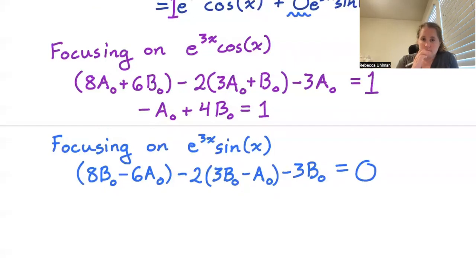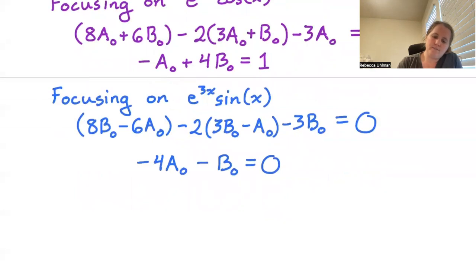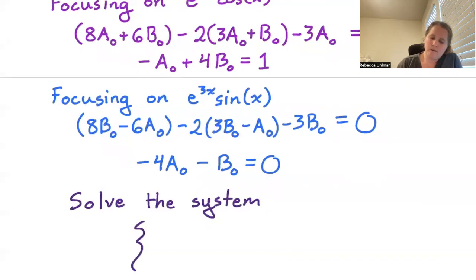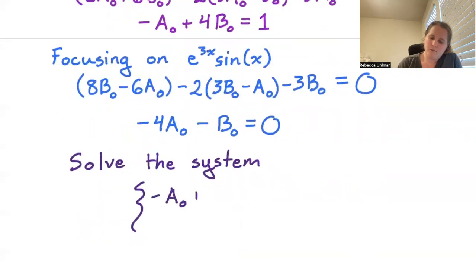So for our a0s, we have a negative 6a0 plus 2a0. That becomes negative 4a0. And then for b0, we have 8b0 minus 6b0 minus 3b0 becomes minus b0. And this should equal 0. So at this point, we are solving a system. So we need to solve the system: negative a0 plus 4b0 equals 1, and negative 4a0 minus b0 equals 0.